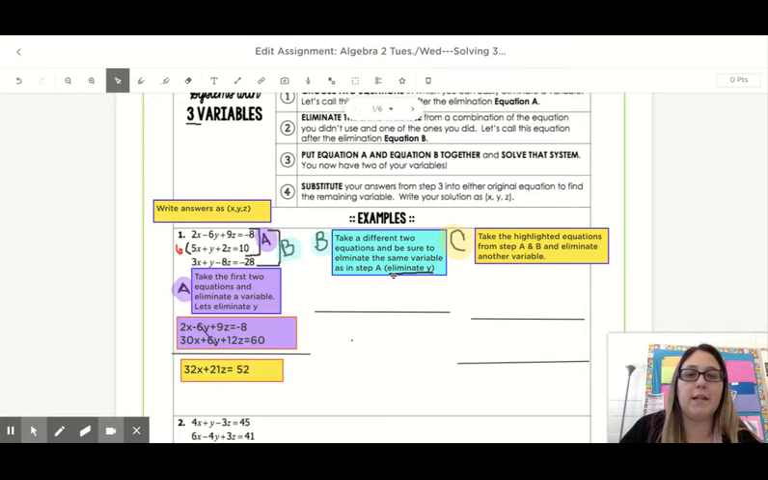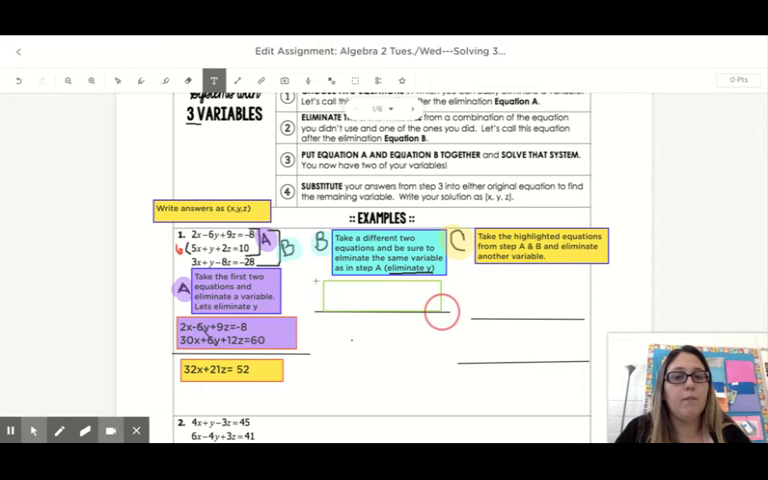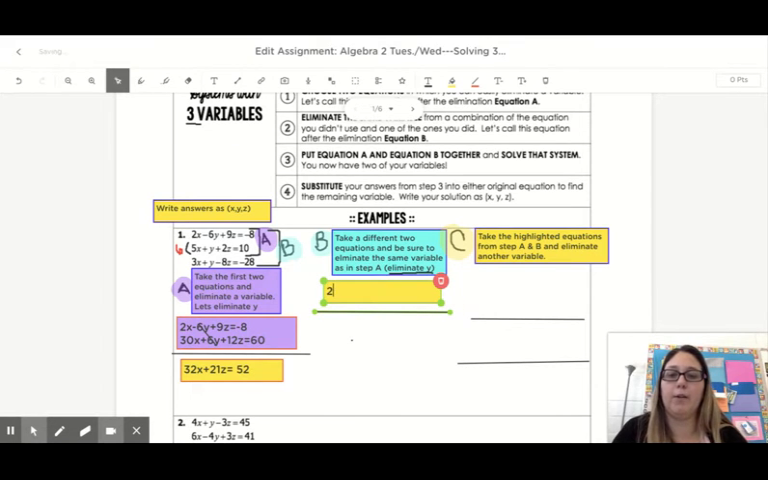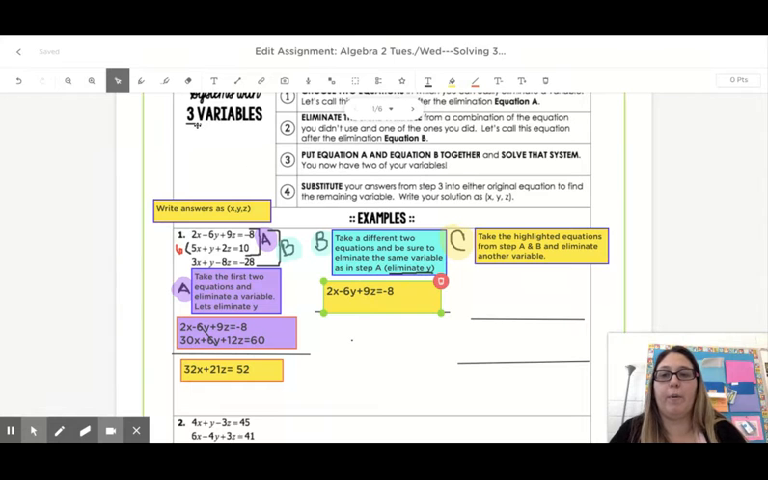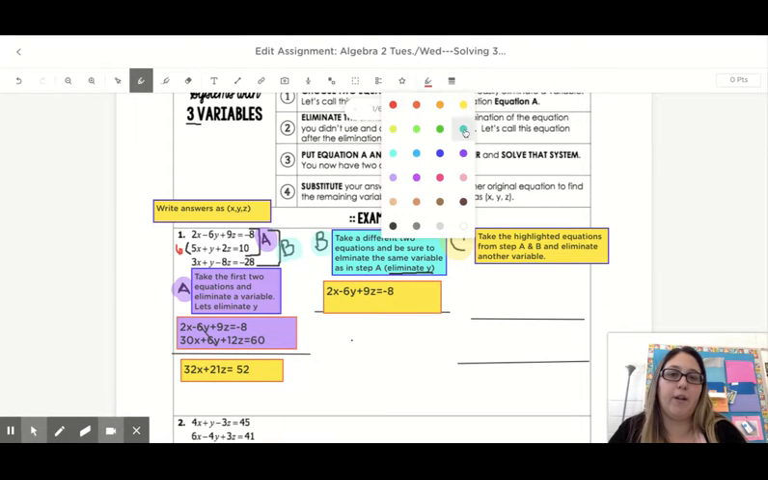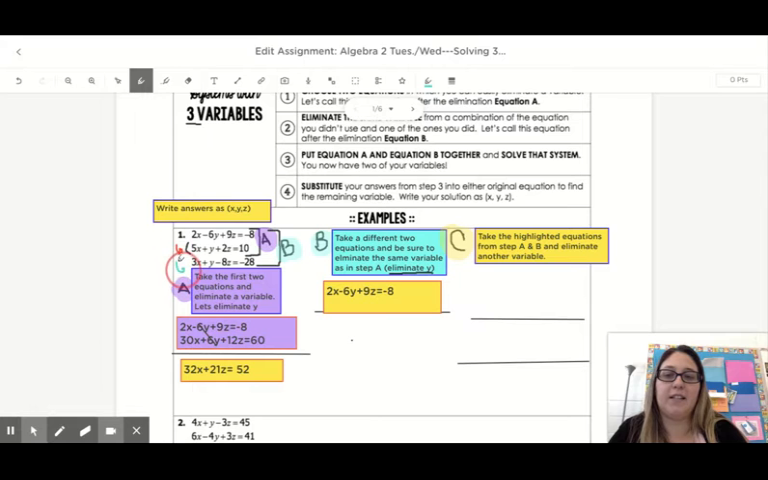The trick is, since I eliminated y in the purple step, I have to eliminate y in the blue step. So whatever you eliminate in A, you have to eliminate the same variable in B. Otherwise, this won't work. And so I'm going to eliminate y. I'm going to rewrite the first equation because I'm going to reuse that: 2x minus 6y plus 9z equals negative 8. And then I'm going to use the third equation, but remember I'm going to multiply everything by 6 again, so that I can get that y gone.